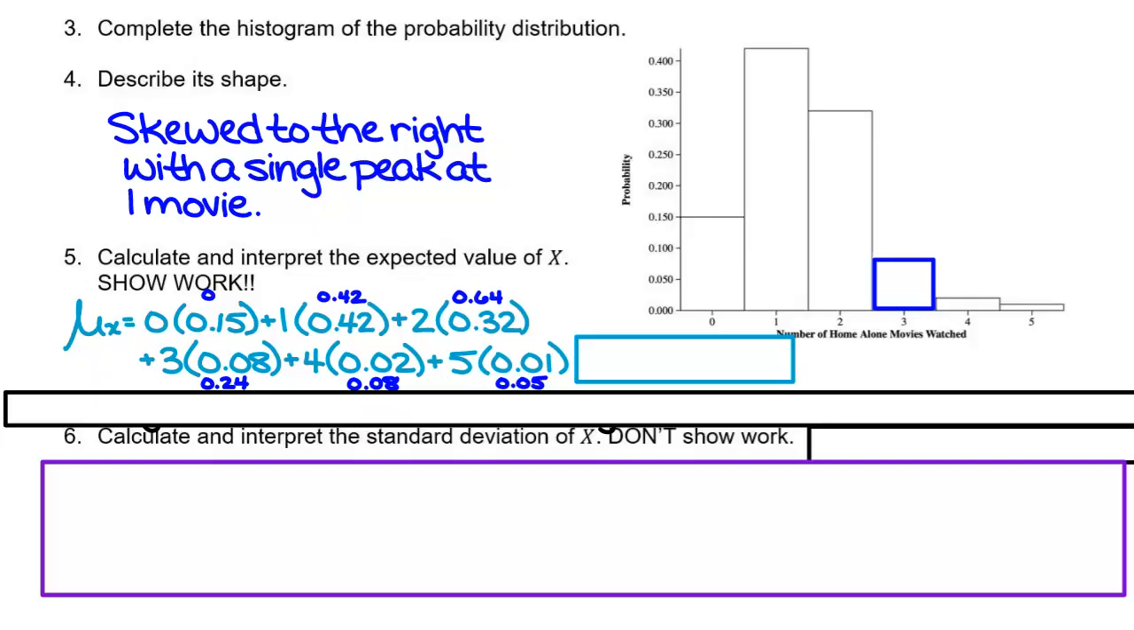And then you can calculate each of these and add them together, or you can use the lists on the calculator to find the expected value. What do you get for this one? About 1.43, yes. And we're going to stick units with that because that 1.43 is telling us the average number of Home Alone movies watched. So 1.43 movies.